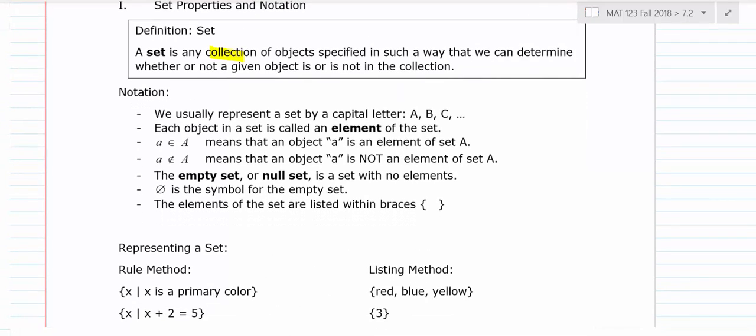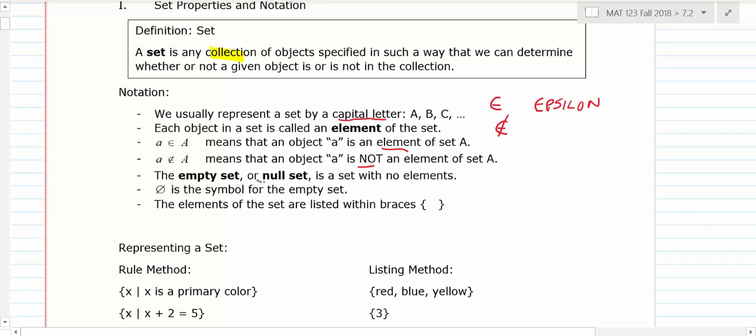So the first thing I want to talk a little bit about is notation. We usually represent our sets by a capital letter: A, B, C, and so forth. Each object is called an element of a set. And this would say that a is an element or an object of a set. This symbol is the Greek letter epsilon, and what it means is that it's a member of the set. That just means it is an element of set A. When you have this epsilon with a line through it, that means it's not an element of A.